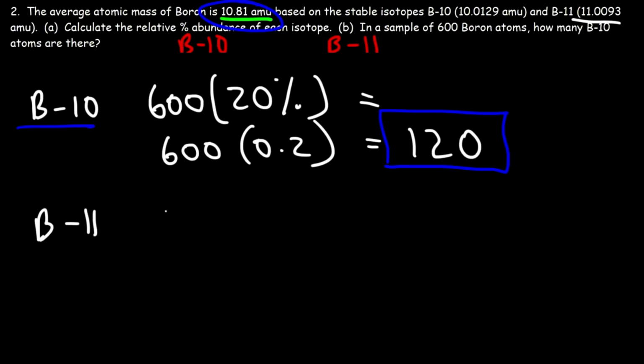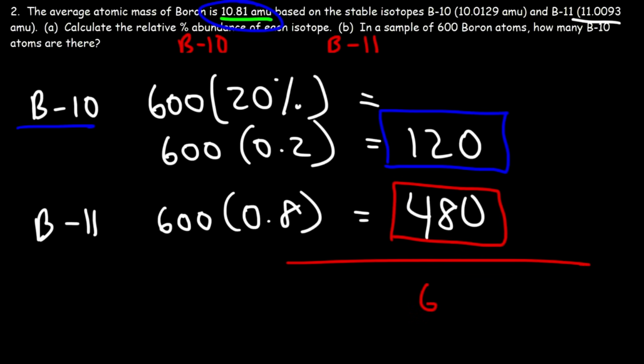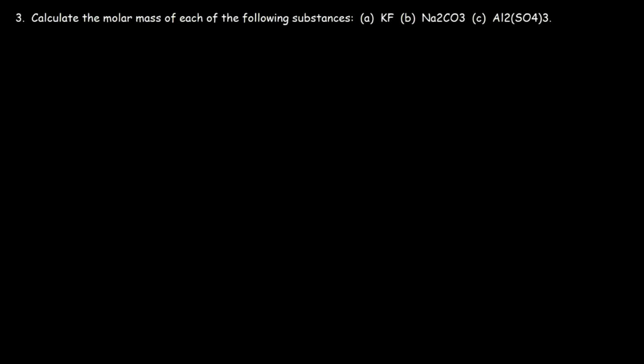In the case of B11, it's 600 times 0.8. And that's going to be 480 B11 atoms. And as you can see, the total adds up to 600. So if you had a sample of, let's say, 1,000 boron atoms, 800 will be B11, and 200 of those 1,000 would be the B10 isotope. Now let's move on to the next problem.